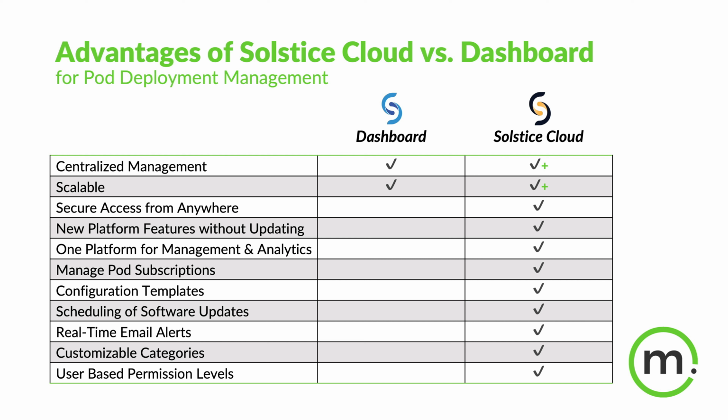So with centralized management, you can do single point of truth templates that live in a single location, secure access from anywhere, and you can manage your subscriptions. The user-based permission levels is a big thing. You essentially get that for free by moving to the cloud because we already have individual user accounts, logins for Solstice Cloud. You can simply maintain or manage what those user permission levels are on an individual basis, and that'll help you manage your fleet better with your team.